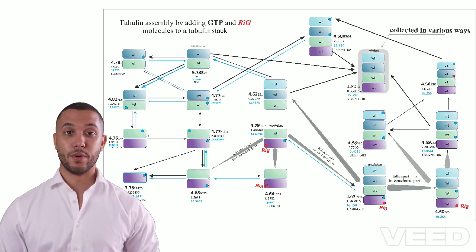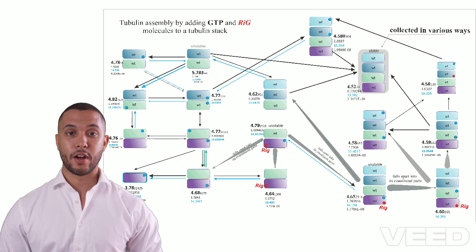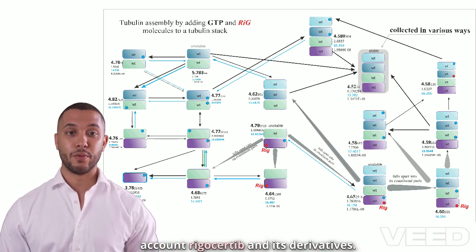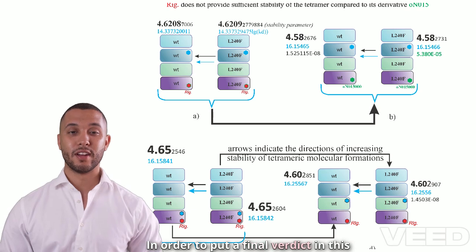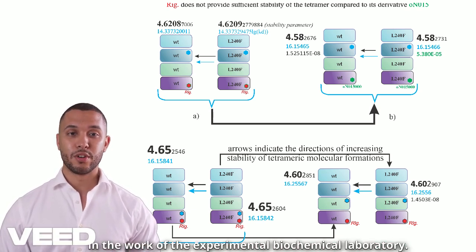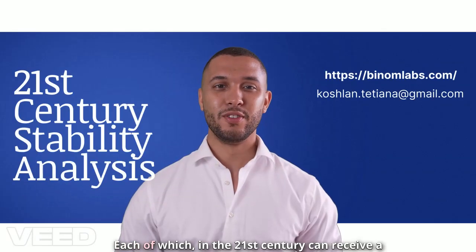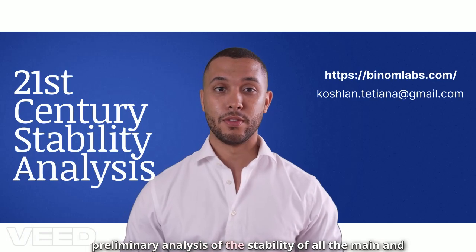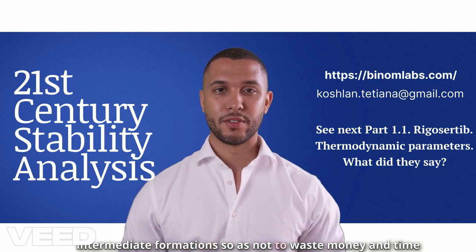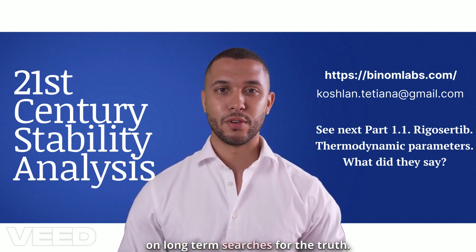We present detailed physical thermodynamic values for each intermediate formation of tubulins, taking into account rigosertib and its derivatives, in order to put a final verdict on this long-standing dispute and to present a new stage in the work of the experimental biochemical laboratory, each of which in the 21st century can receive a preliminary analysis of the stability of all the main and intermediate formations, so as not to waste money and time on long-term searches for the truth.